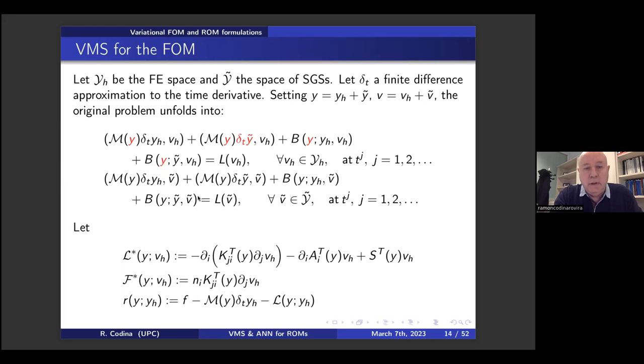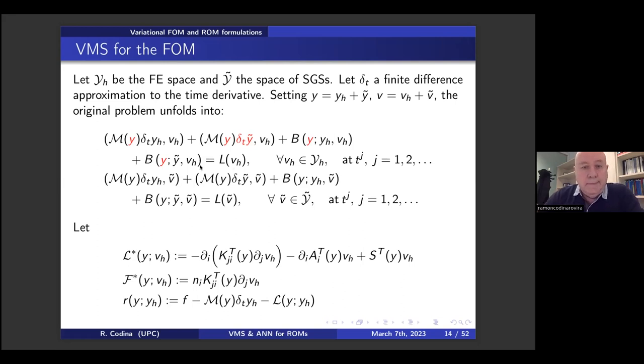we have here. And the first equation, as you see, is tested against functions in the finite element space. And then the second equation is exactly the same terms, but with the test function in the space of subgrid scales. So all that is very well known, but it's worth repeating because we will apply this exactly for the reduced order model problem.